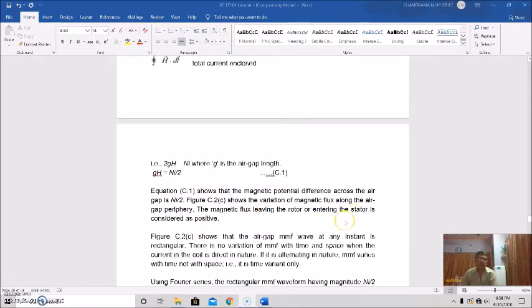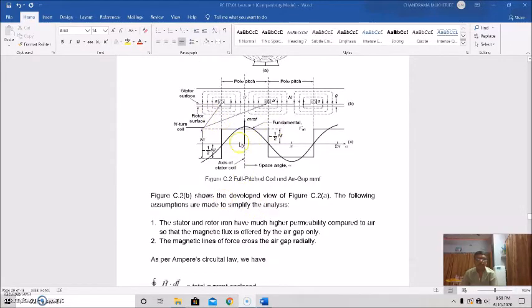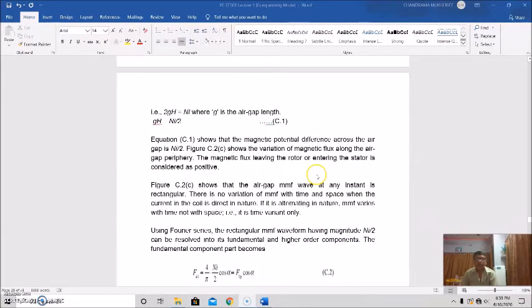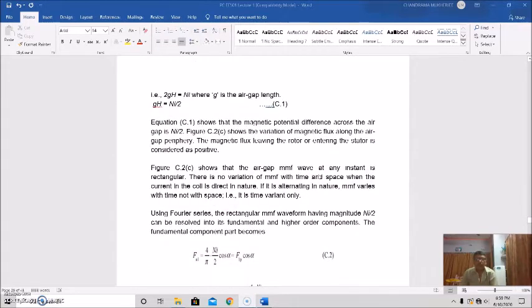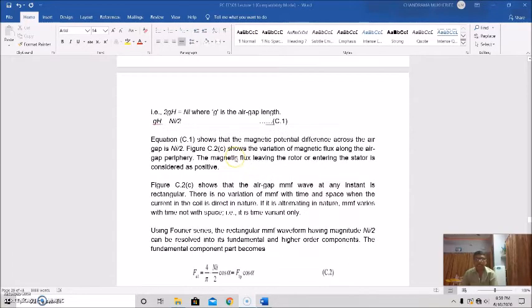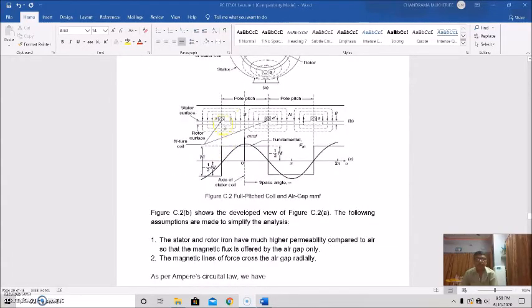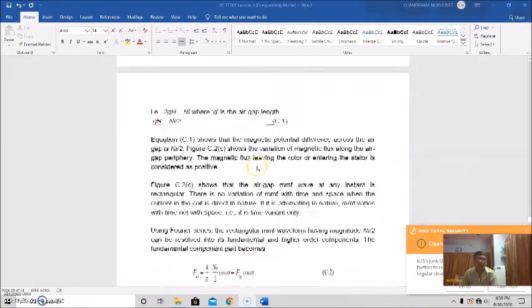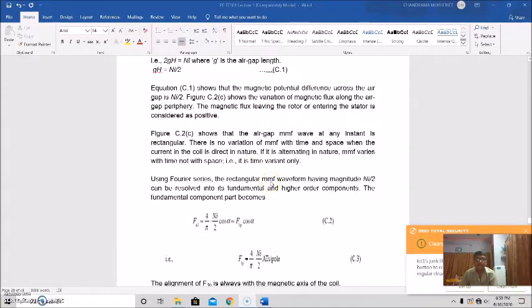And this figure C shows the variation of magnetic flux along the air gap periphery, and the magnetic flux leaving the rotor or entering the stator is considered positive. This is shown here. This figure C shows the air gap MMF wave at any instant is rectangular. There is no variation of MMF with time and space.